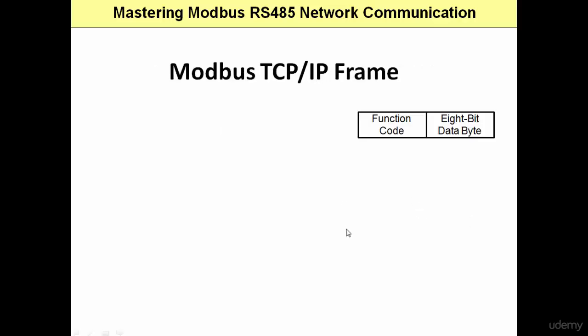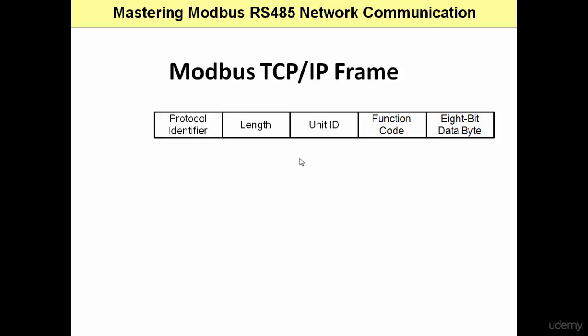Okay, so let's go to Modbus TCP/IP. So we have the function code and we have the 8-bit data bytes, right? And to these two blocks now, what we're going to add is something called a unit ID, a length, a protocol identifier, and a transaction identifier. Now, don't get confused with this unit ID. It's a different sort of unit ID, right? We'll discuss what each of these blocks do.